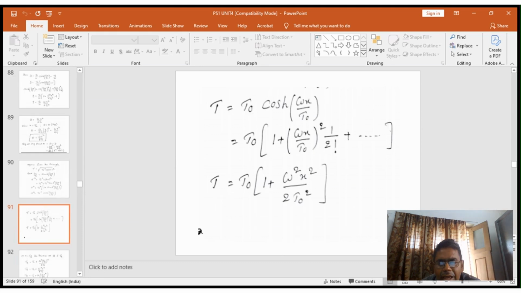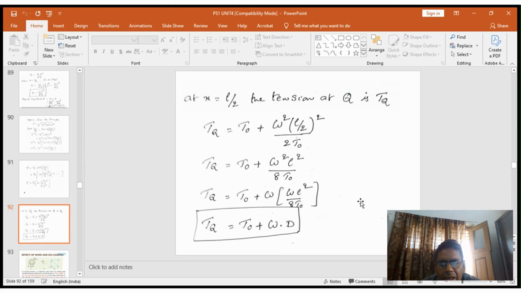Then substituting the cosh² value, 1 plus w²x² by 2T₀², the tension at any point is equal to T₀ into (1 plus w²x²/(2T₀²)). That is nothing but the tension in the conductor. If x is equal to L by 2, at the junction at point Q, at the support Q, then TQ is equal to T₀ plus w² into (L/2)² divided by 2T₀.